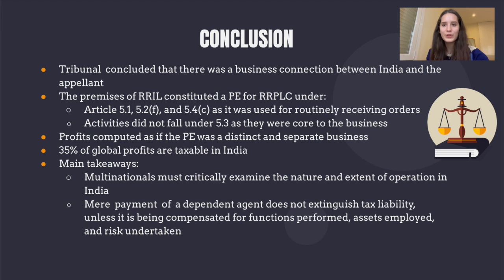To sum everything up, we see that through the surveys conducted by the tax authorities, it was held that the premises of RRIL constituted a place of establishment for RRPLC under Article 5.1 of the Double Tax Treaty, as well as 5.2F and 5.4C, given that it is used for routinely receiving and soliciting orders for RRPLC, the activities not being ancillary, but core to the business such as marketing, negotiating contracts, and selling products. Basically, it acted as a sales office independent agent for RRPLC in India.